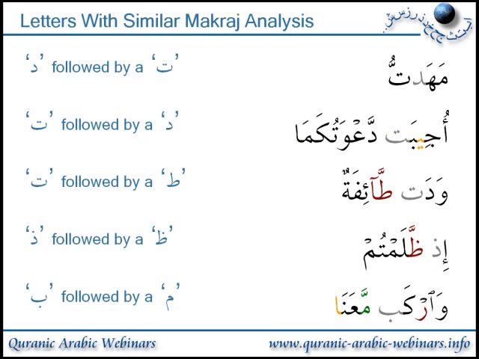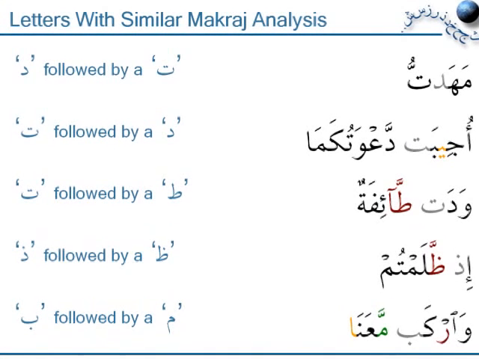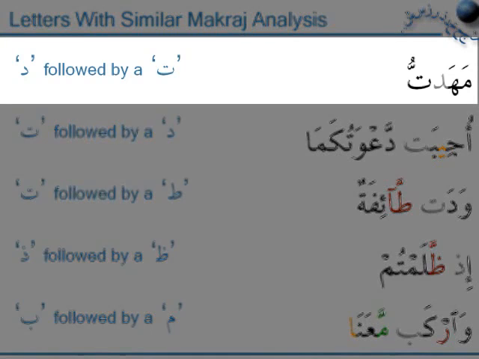So we'll look at some examples of this. So we've got two slides. This is the first one. First rule then, or the first example of this rule, is dal followed by a ta. So this word we have here is mahattu. Okay, so the dal followed by the ta. The dal is sakin, so in this case we're going to totally ignore the dal, and we've done it in grey. So you join the ha to the ta.